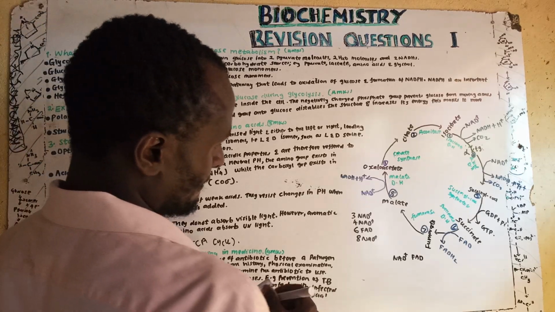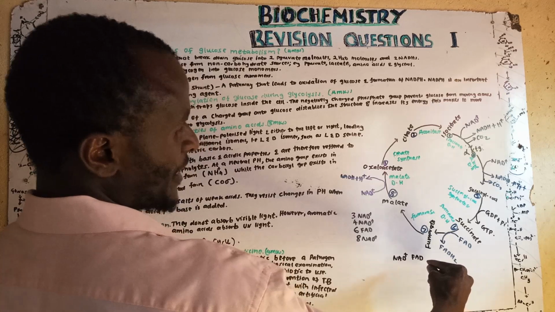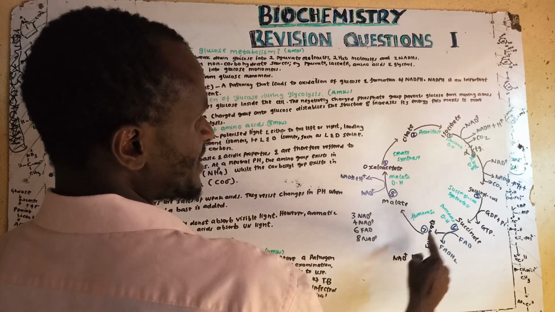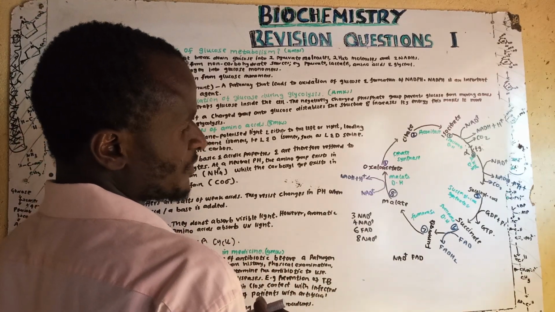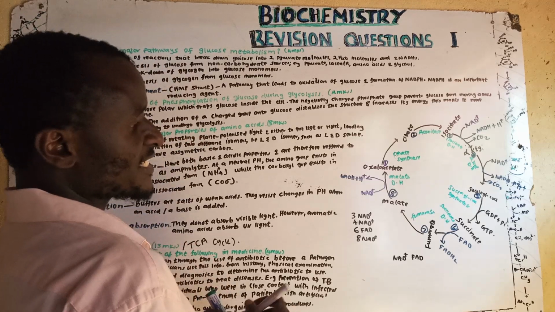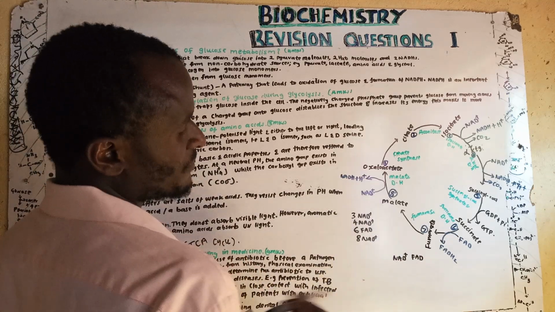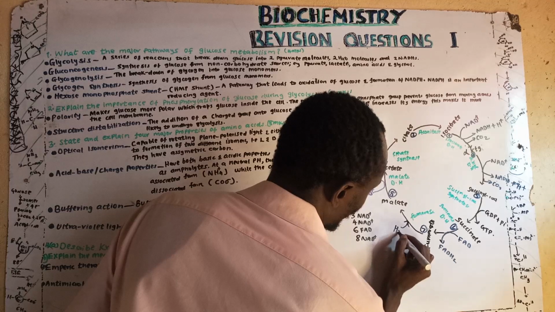Then you also need to remember something here. You need to remember this step, the conversion of fumarate into malate. So these steps involve the addition of a water molecule across the double bond of fumarate. So here we are going to add water molecule across the double bond.